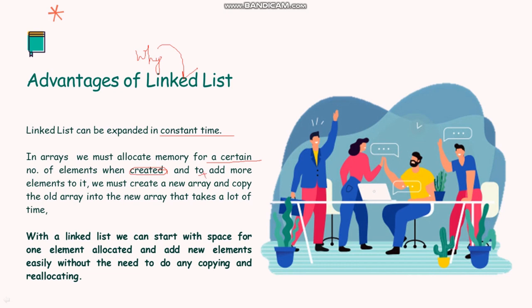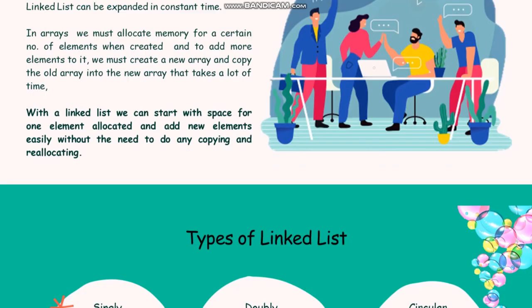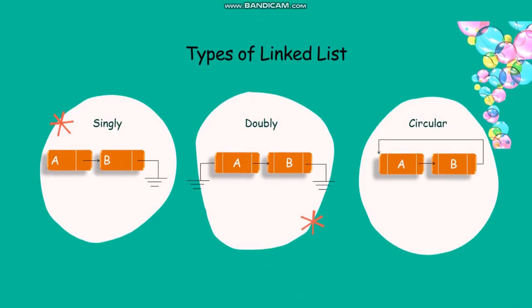With a linked list, we can start with space for one element allocated and add the new elements easily without the need to do any copying or reallocating. There are three types of linked list: singly linked list, doubly linked list, and circular linked list, each of which will be discussed in elaboration.